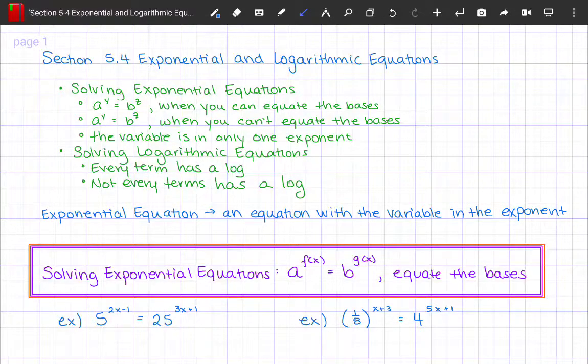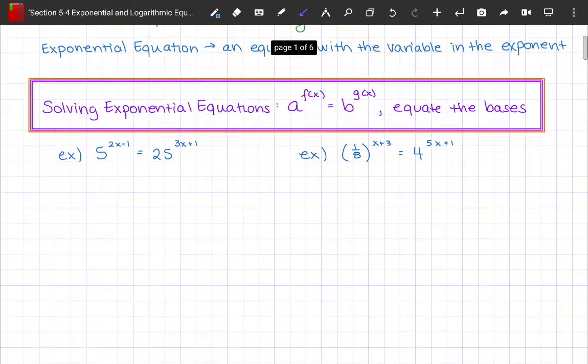All right, so we are going to look at solving exponential and logarithmic equations in this section. We're going to look at 3 different methods for solving exponential equations: problems where you can equate the base, problems where you can't equate the base, and also problems where the variable is only in one exponent. And then for logarithmic equations, those are actually going to be easier. We're going to look at how to solve when every term has a log and when every term doesn't have a log. All right, so let's take a look.